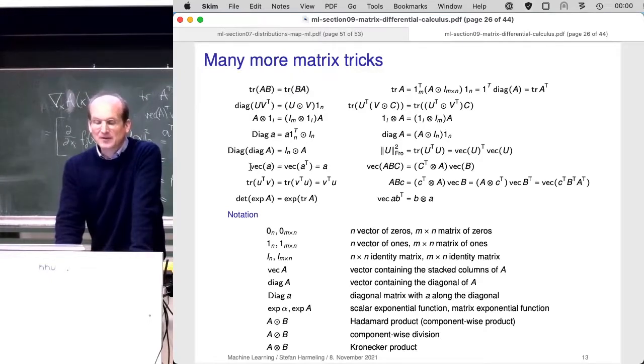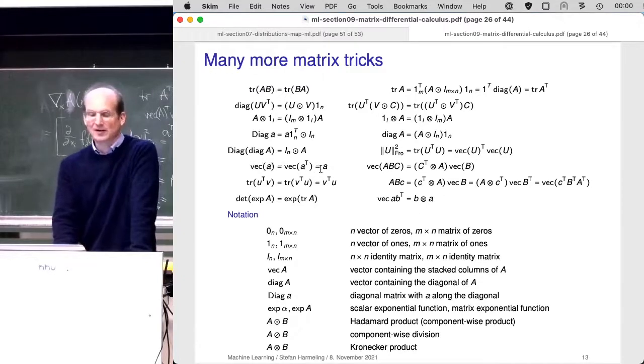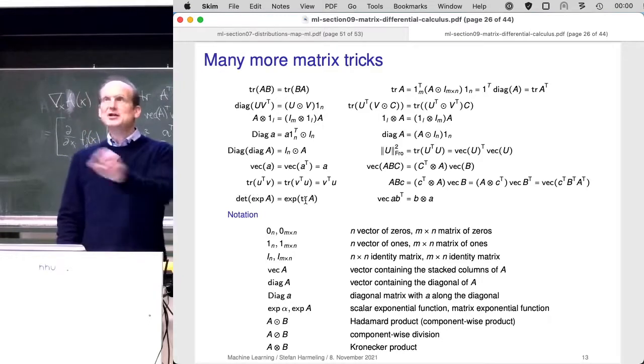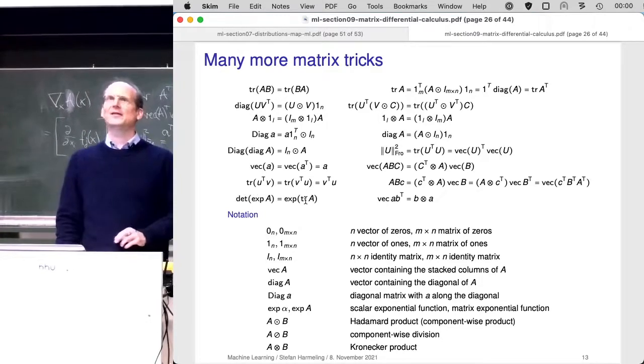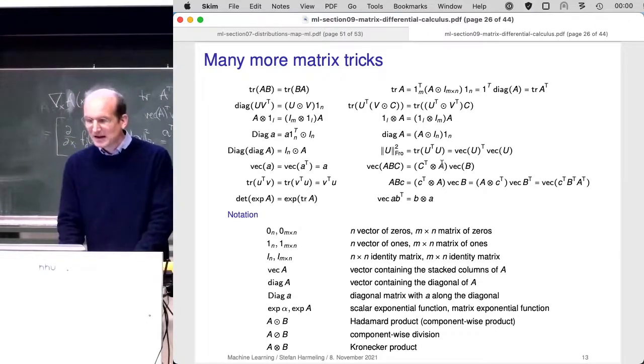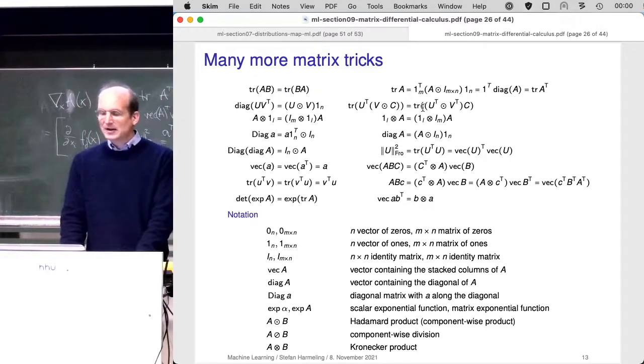One simple thing, for example, is that vectorizing a vector is exactly the same as vectorizing the row vector. So far, so good. The trace of an inner product is the same as the inner product, and so on and so forth. This is also a fun one: the determinant of a matrix exponential is the same as the exponential function of the trace of A. That's another fancy one, which I think you don't learn in linear algebra. And here are many, many more, most of them trying to be clever in implementing something.